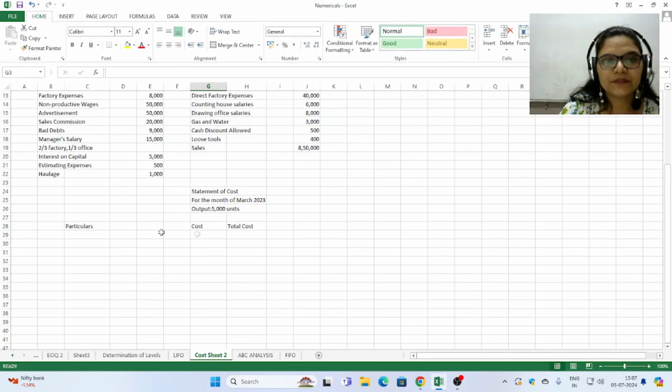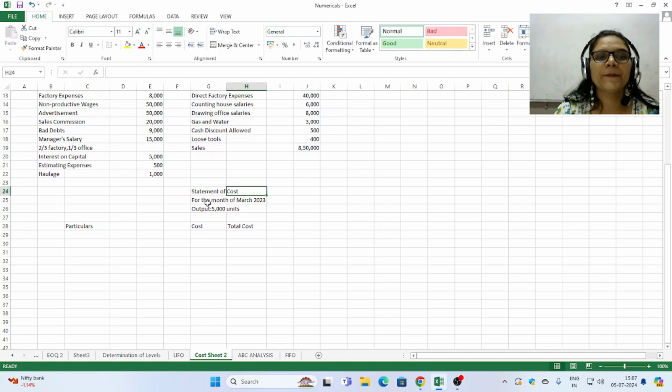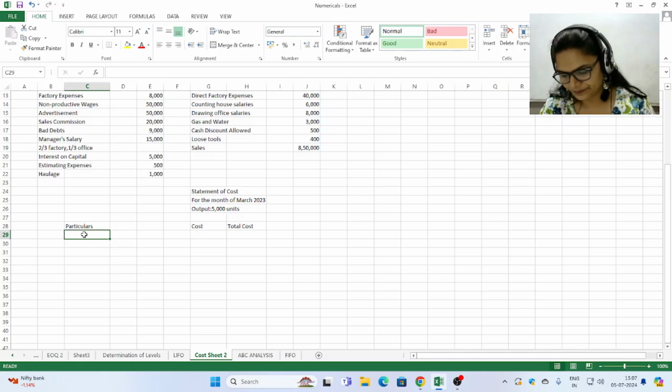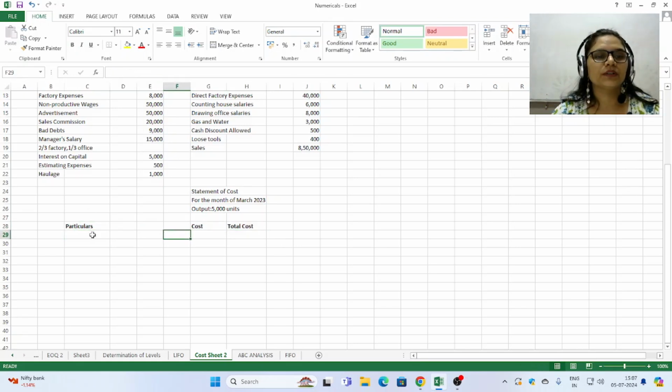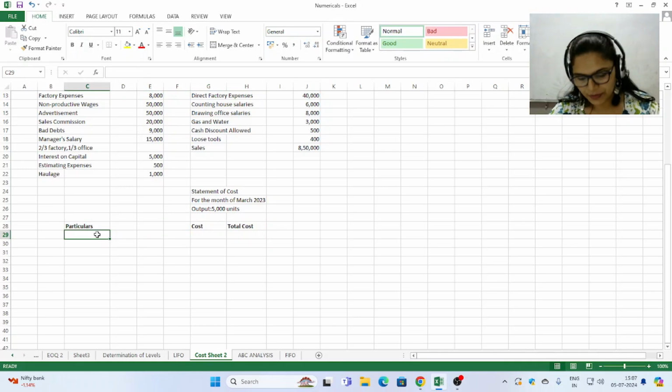So let's start. First, we will prepare the format as usual. Statement of cost for the month of March 2023, output 5,000 units. Now, particulars, cost, total cost. In particulars, as we all know, when we start making the cost sheet, first we need to calculate the prime cost.